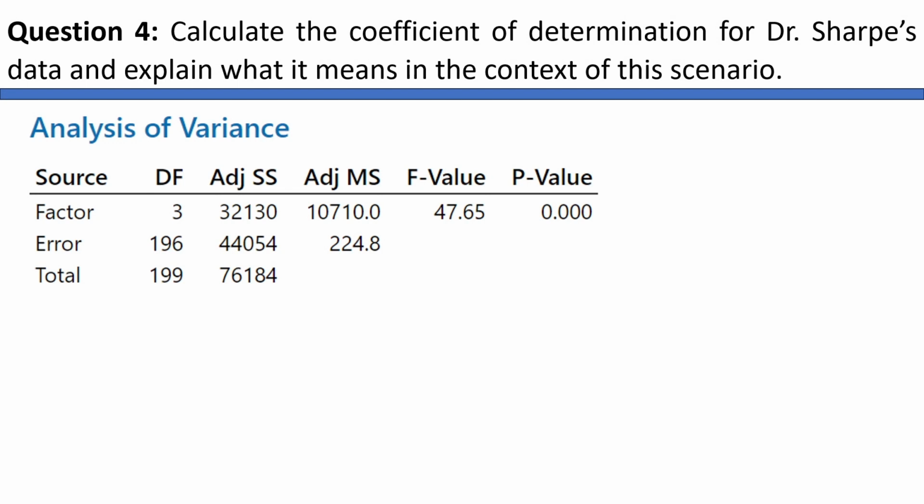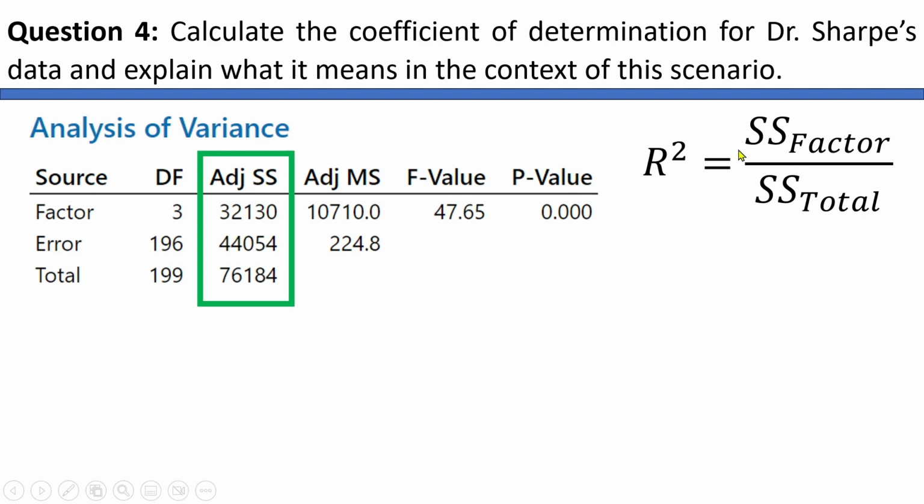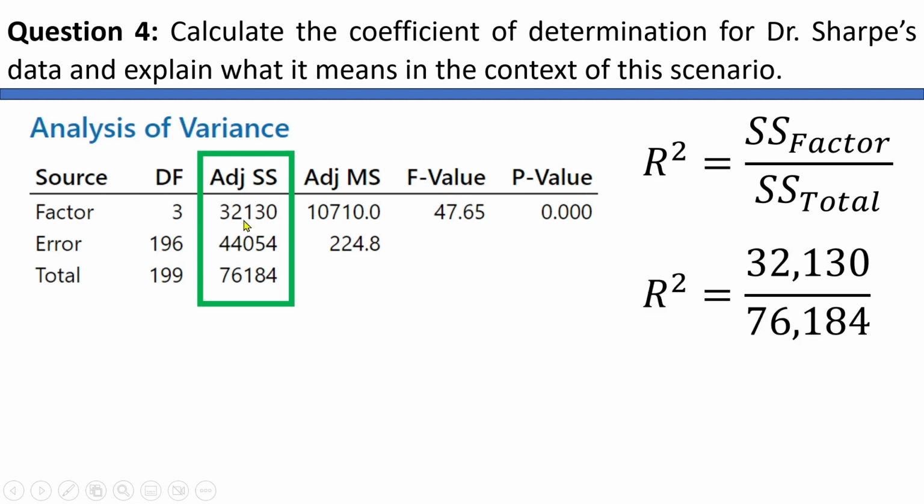Right, so before we do that, question 4, we're asked to calculate the coefficient of determination. And so this is the same coefficient of determination that we saw when we did linear regression. And it's calculated exactly the same way. We're going to be looking at these measures of variation, looking at the sums of squares, and we're going to compare the sums of squares attributed to that predictor variable, or factor, if you will, divided by the total variation in the data. And so that's simply a ratio of these sums of squares, and that turns out to be 0.42.